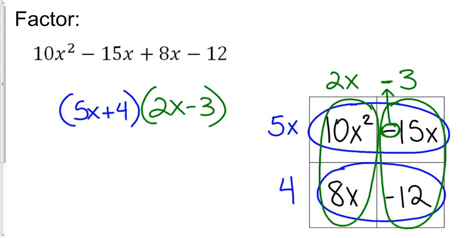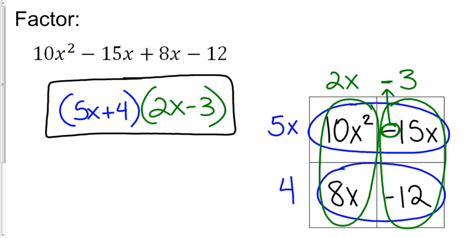So here we started with one polynomial, started with what's inside the boxes. We used GCFs to work backwards to get what's outside, and we now have two binomials that when we multiplied them together would give us what we started with. Okay?